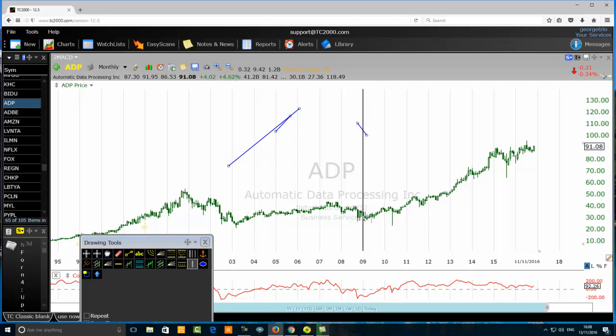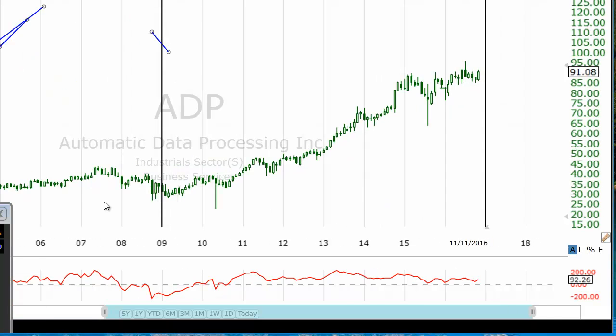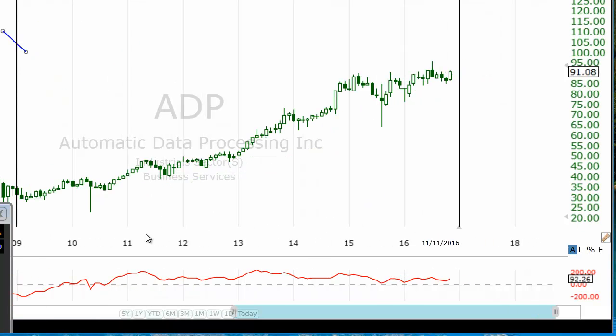up to this point here, between the two vertical lines. We're going to zoom into it a bit, and you can see that it's not very easy to count waves. Let me know in the comment section where we are now. Which wave are we in now?